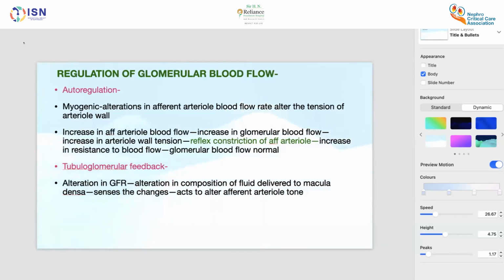So it is very important that if we understand renal physiology, then we understand which patients we should not be using such drugs in, to prevent kidney injury.